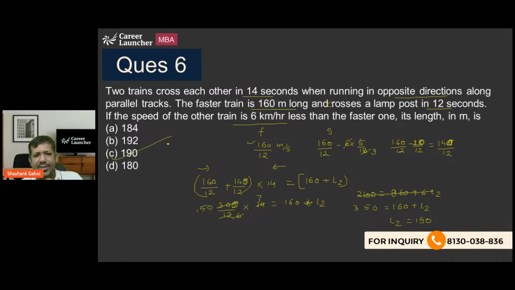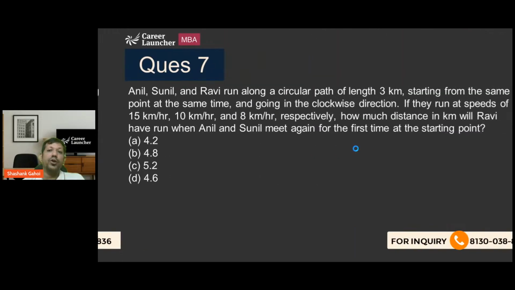I can easily get the answer. Basically, I think I made a lot of calculation errors in this question. So that's the reason I have taken it longer. But generally, this question is not that difficult. Now let's move on to the next one.